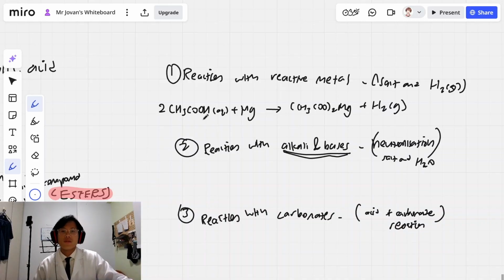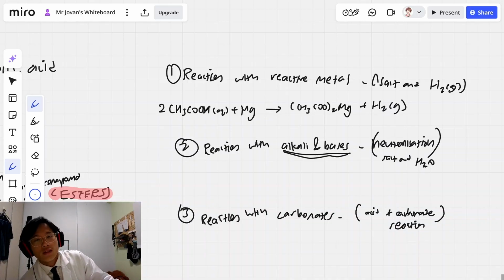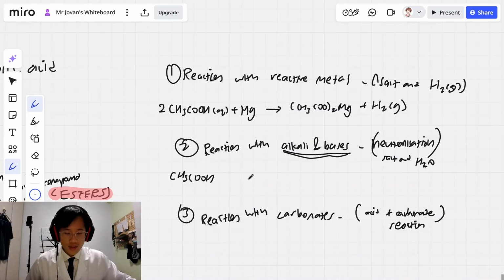Okay, so this is the formula for the carboxylic acid, which is a weak acid, reacting with metal. If you want to learn more about all these reactions, I suggest you go and learn the topics on metals and salts more. Okay, anyway, reaction with alkali base. So I know it's already a weak acid.